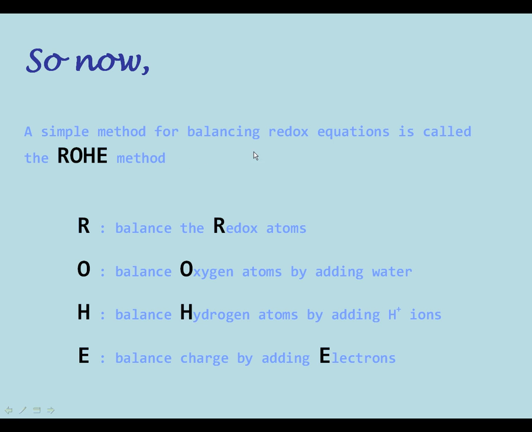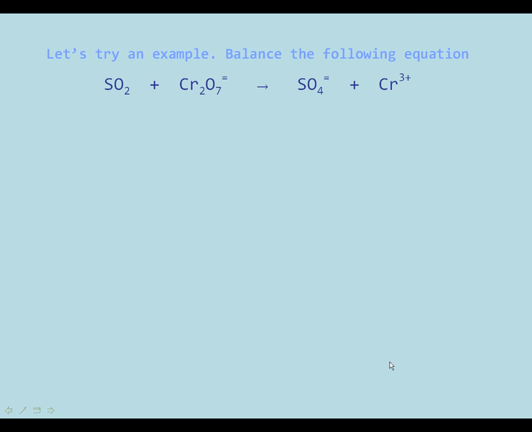Now, the simple method for balancing redox equations is called the ROHE method. R stands for balance the redox atoms. O stands for balance the oxygen atoms by adding water. H stands for balance the hydrogen atoms by adding hydrogen ions. And E stands for balance the charge by adding electrons. So these are the fundamental steps in the process. Balance the redox atoms, balance the oxygens, balance the hydrogens, balance the charge by adding electrons. So let's have a look at an example.